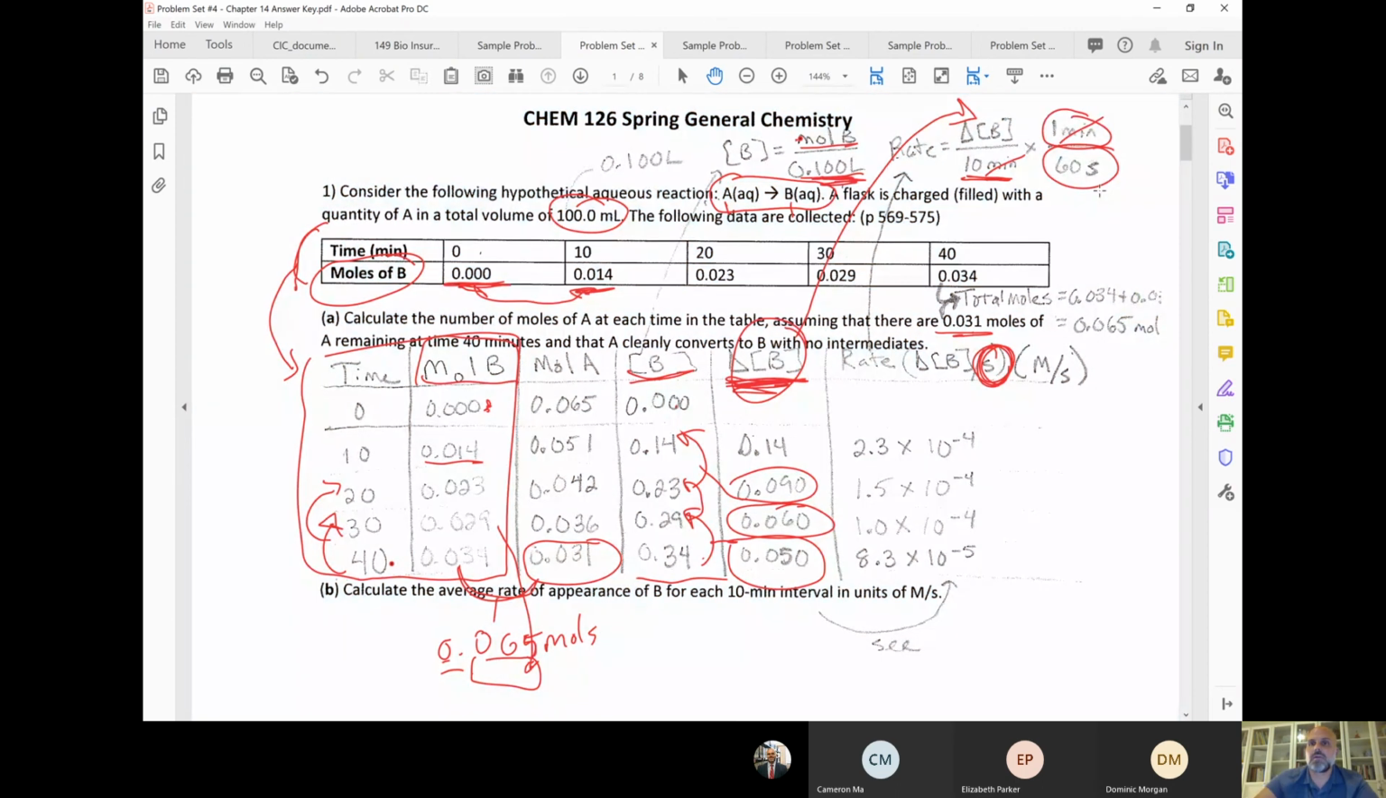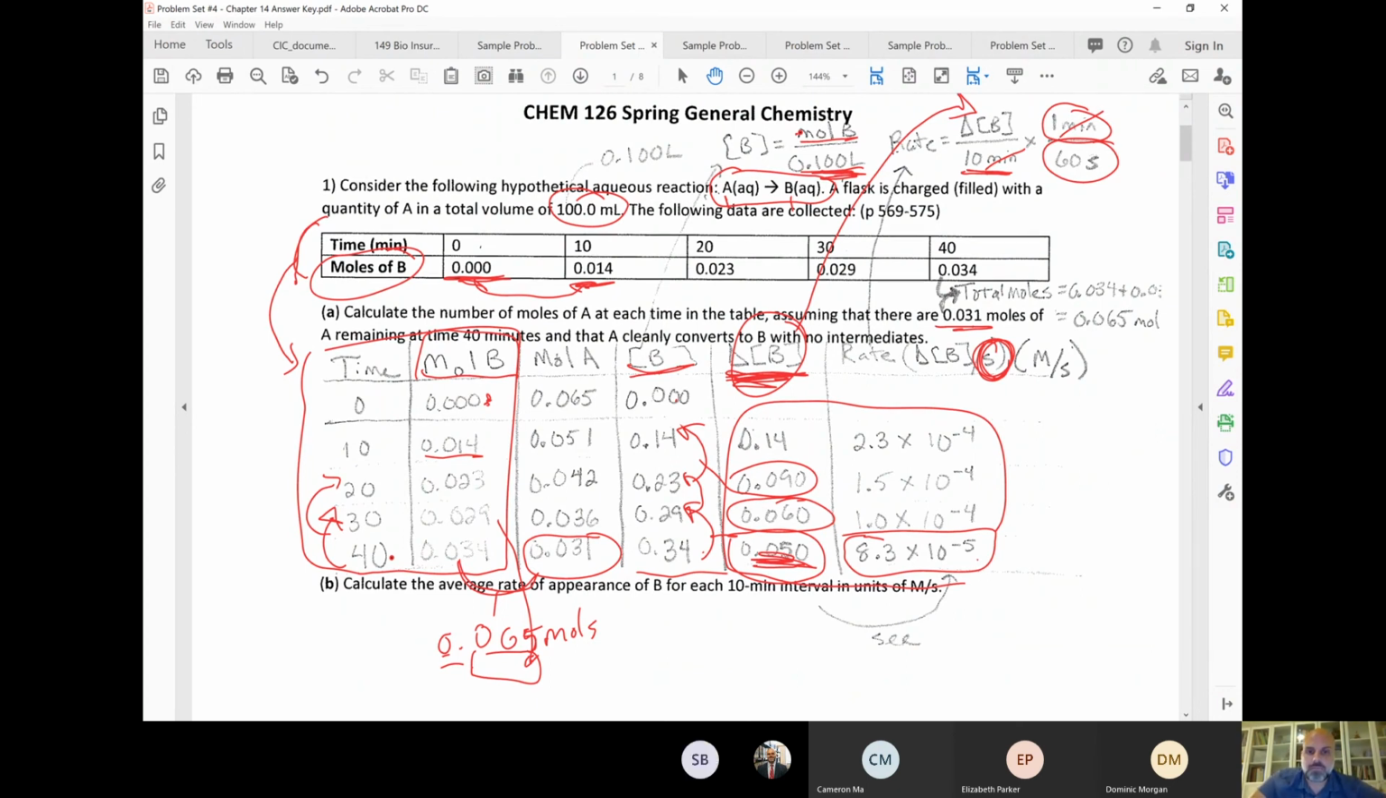All right. So you can see that basically all we did was, for 8.3 times 10 to the minus fifth, take the 0.050, divide it by 10 minutes, and then divide it again by 60 seconds, and that's where this rate came up with. We just do that for all of the concentrations, and we get all of our rates. So that allows us to then basically determine the rate at each time, over each range, over a certain time period.